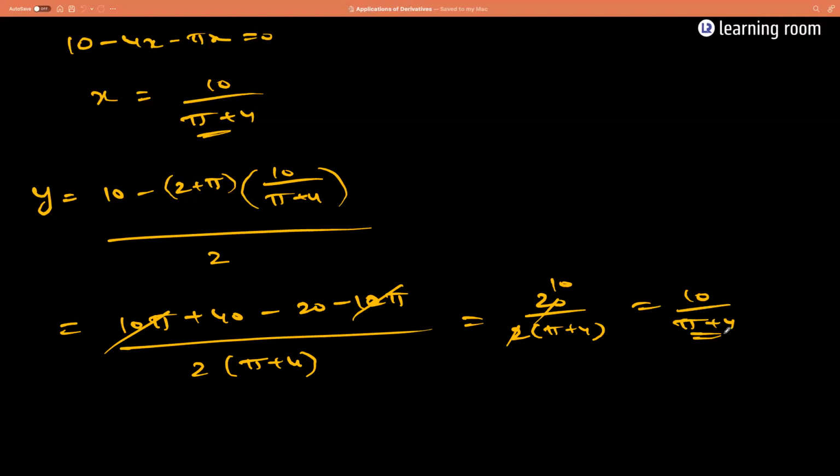So for you to get the maximum area, that rectangle is supposed to be a square. But here it is given as 20 by pi plus 4 is the length of the window. Did I make any mistake? So y is equal to 10 minus x, 10 divided by pi plus 4. So 10 divided by pi plus 4 is right, correct. If I take LCM, 10 pi plus 40 minus 20 minus 10 pi divided by 2 into pi plus 4. Okay, so 40 minus 20 is 20 only. 20 divided by 2 is going to give you 10 only. So that's right.